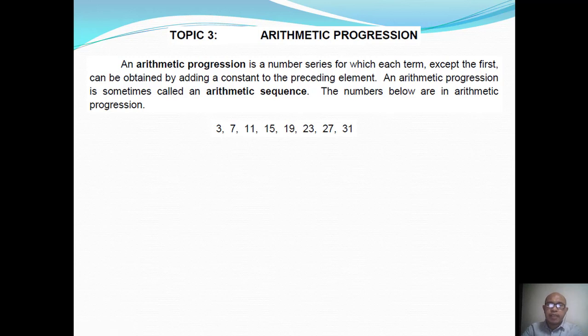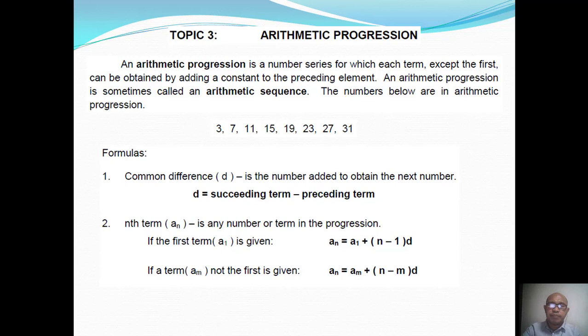So what are the formulas for arithmetic progression? Number 1, we have the common difference. The common difference d is the number added to obtain the next number. This is given by the formula: succeeding term minus the preceding term.